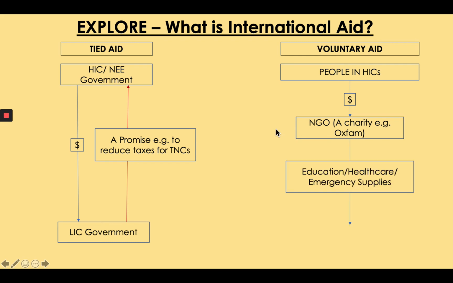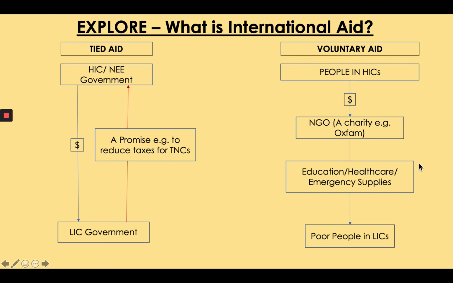And then we trust that that charity will give whatever it can to the LIC in the form of emergency supplies or healthcare or education or whatever it's promised to give. And then the NGO in voluntary aid will almost always give it directly to the people in LICs, and it will not go through a government. The big difference between voluntary aid and other types of aid is that it doesn't involve governments. It goes directly from people in HICs to a charity and then straight to the people who need it.